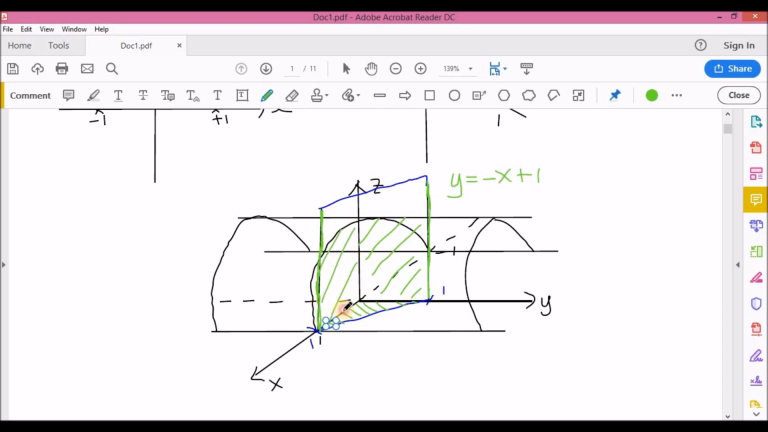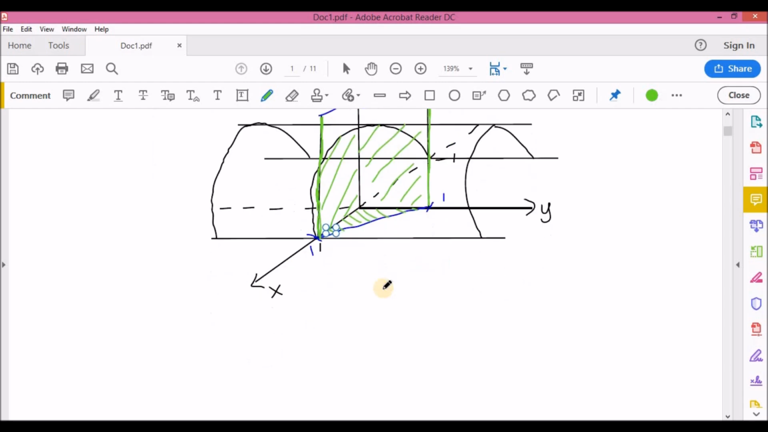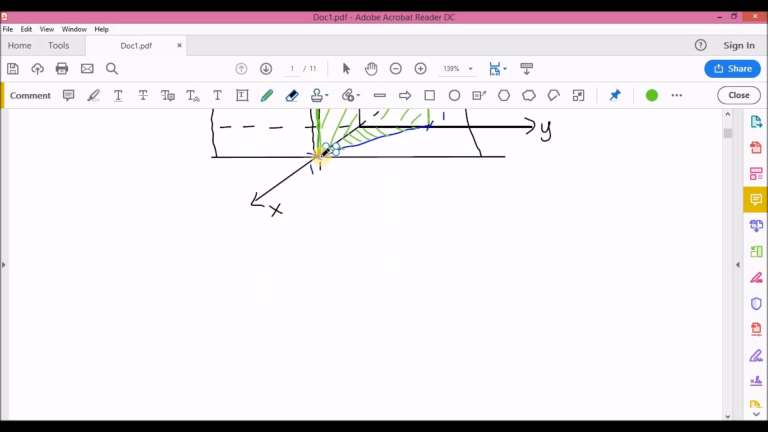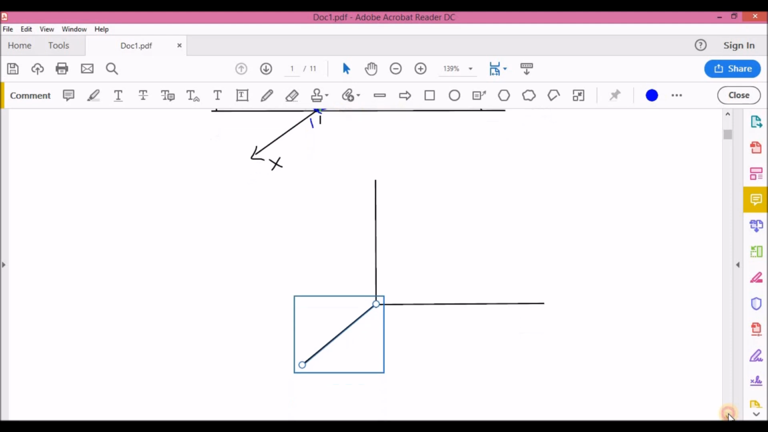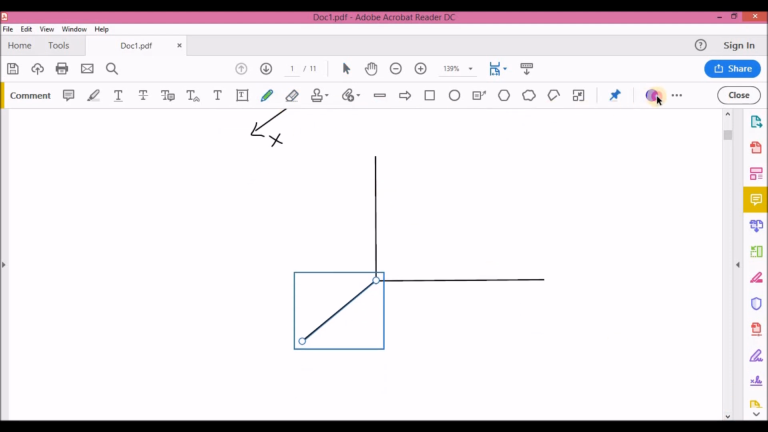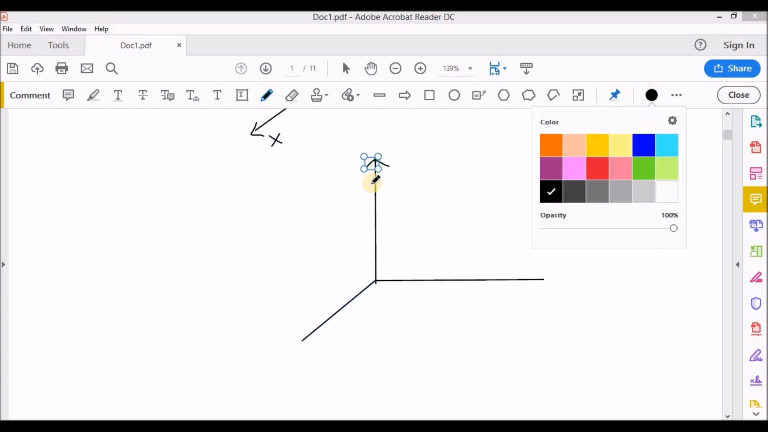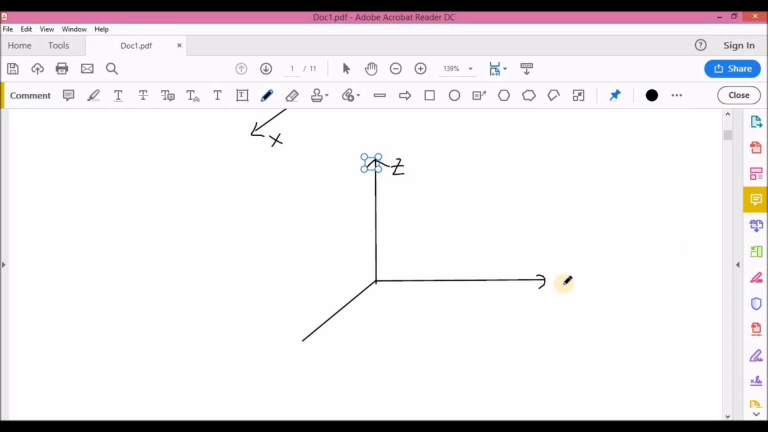So actually this will be the portion that you need to find its volume. So you can redraw this structure again in a new 3D diagram. So this will be z, this one will be y, and this one will be x.